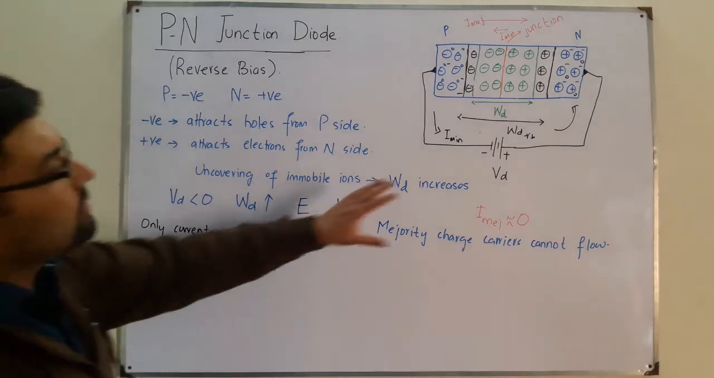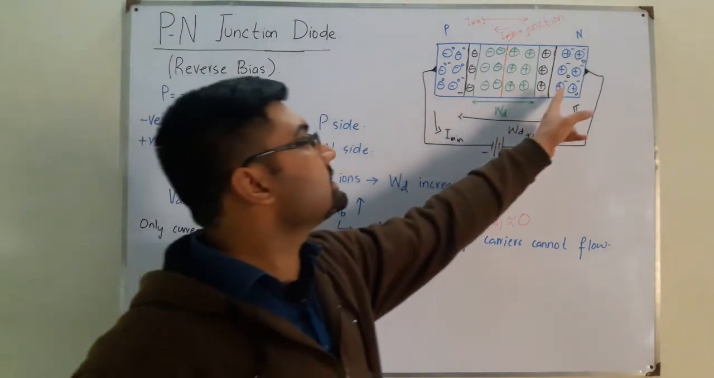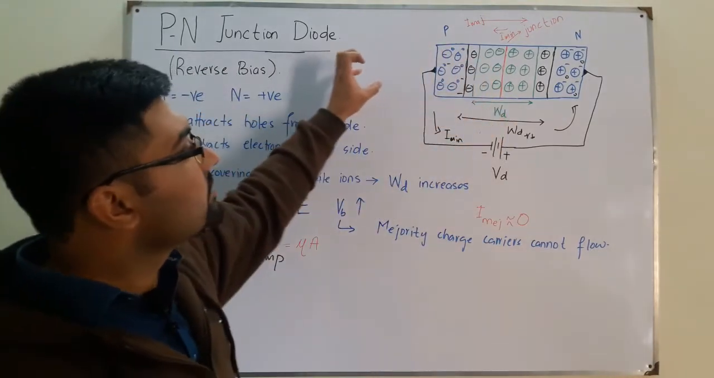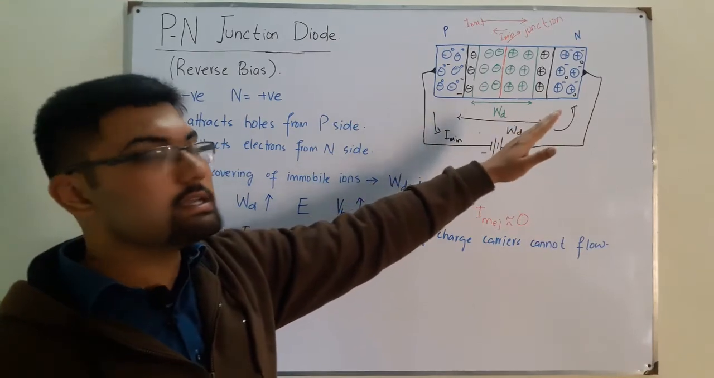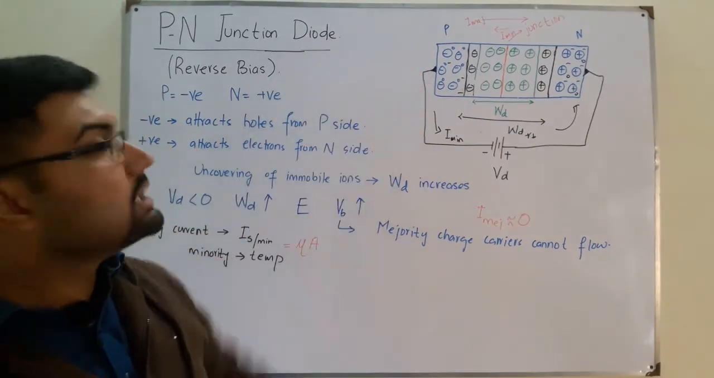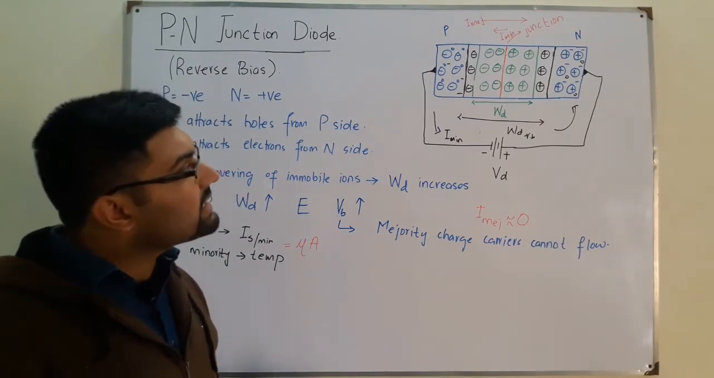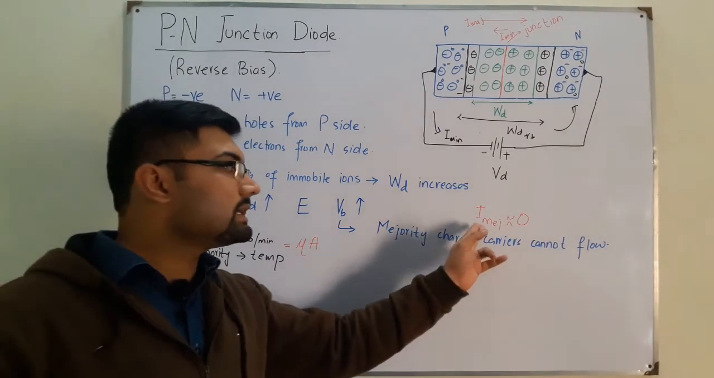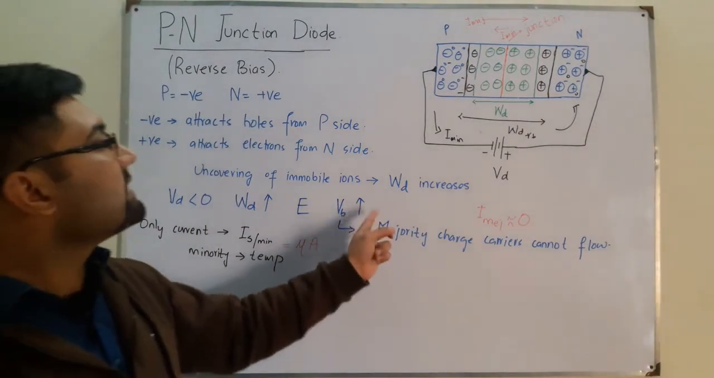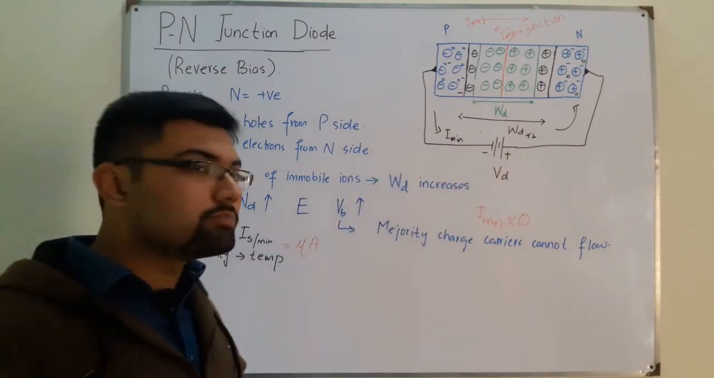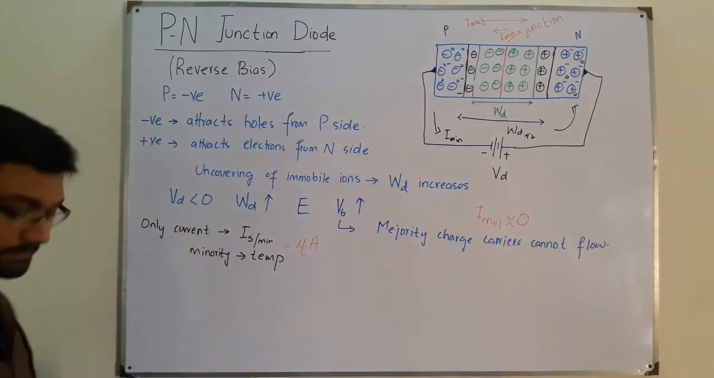Now what happened was the holes were attracted from the P side, the electrons were attracted from the N side, the width of depletion region increased, which means the barrier potential has increased, which means that the majority charge carriers cannot flow through an increased barrier potential, which makes the diffusion current, that is due to the majority carriers, equal zero. We have a single current in this reverse bias state, that is the current due to minority charge carriers, or the reverse saturation current, or the drift current.